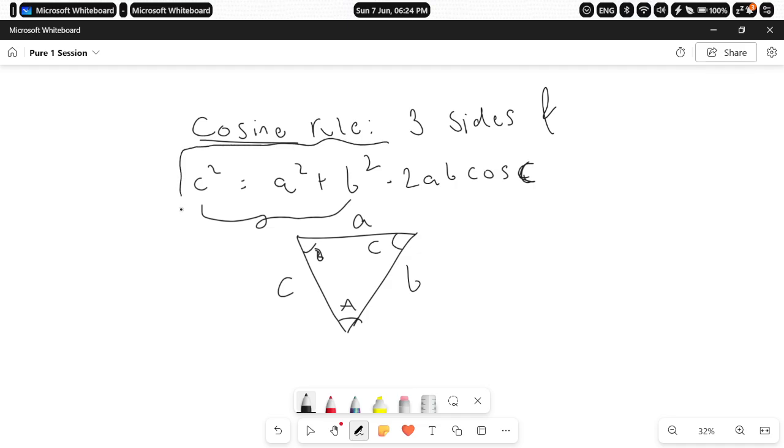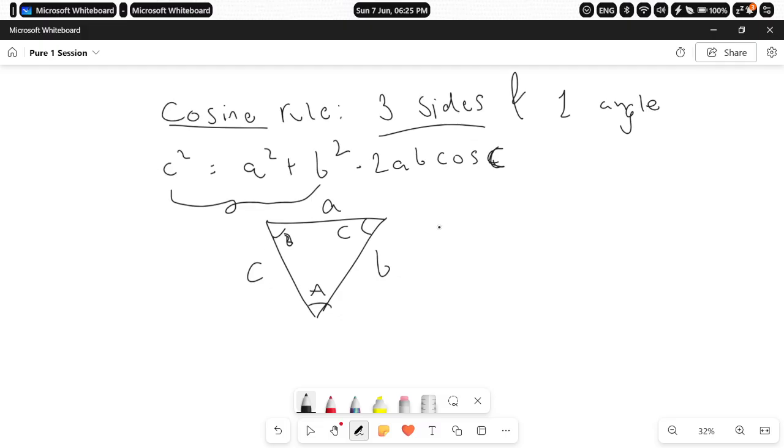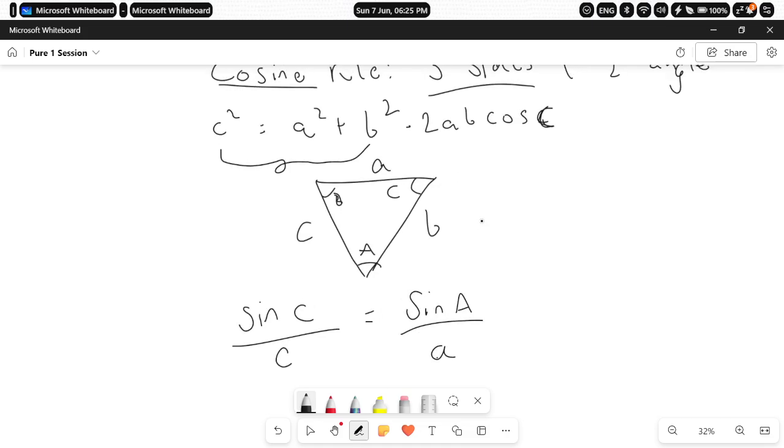So basically these three letters over here are in lowercase. So c square is equal to a square plus b square minus 2ab cosine of capital C. If you have three sides and then one angle, you basically make use of this, which is important for circular measure. Another thing which is basically from extended math is that sine C over c is sine A over a, for example.